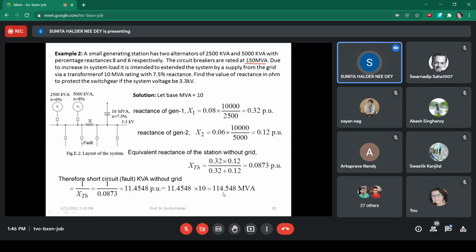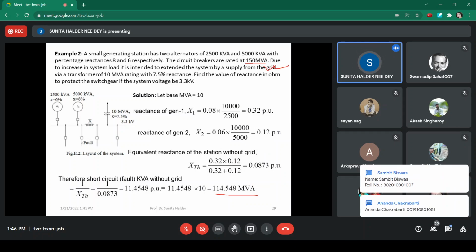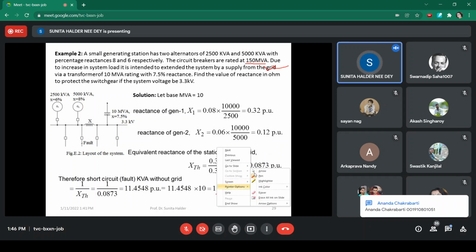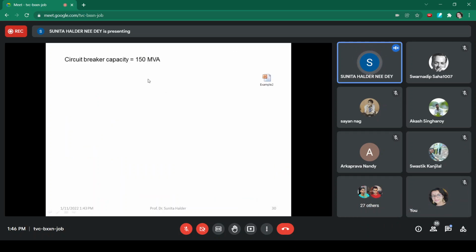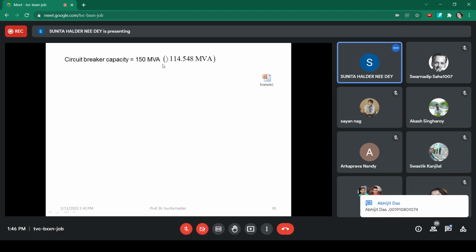So it is 114.548. So it is quite lower than the circuit breaker capacity, or circuit breaker capacity actually on the contrary is selected in that way that it will be much higher than this. That's why circuit breaker capacity is 150 MVA, right? Much higher than 114.54 MVA. It is safe, obviously. If there be any fault in the system, then the circuit breaker can break. The circuit breaker will not be affected because its MVA capacity is higher than the fault MVA.